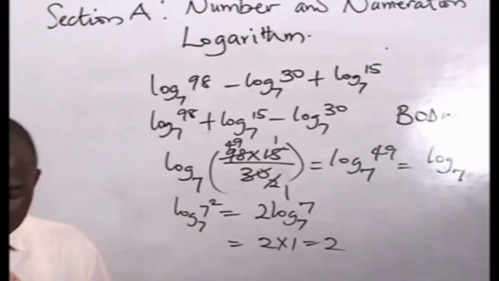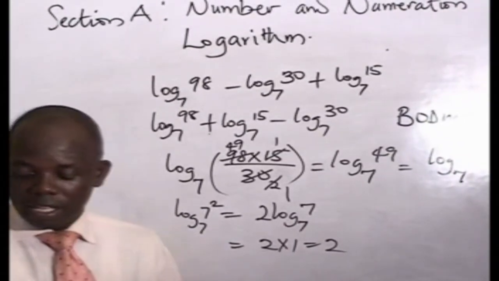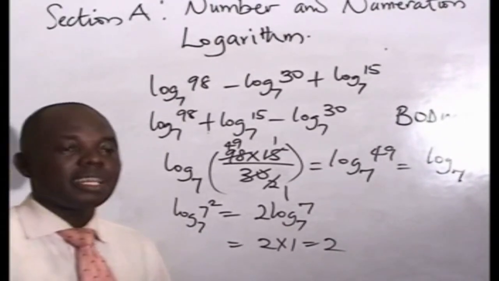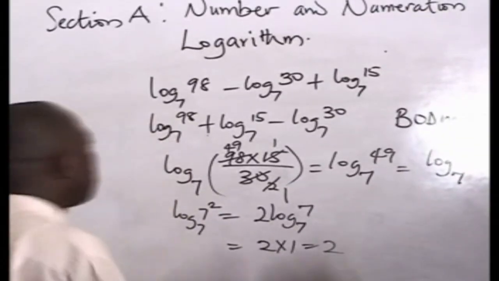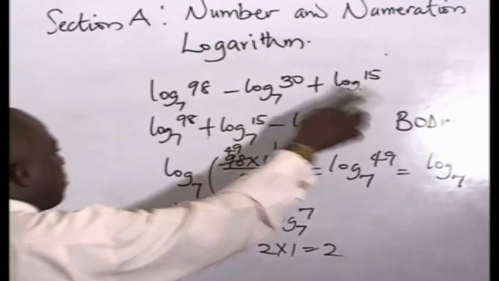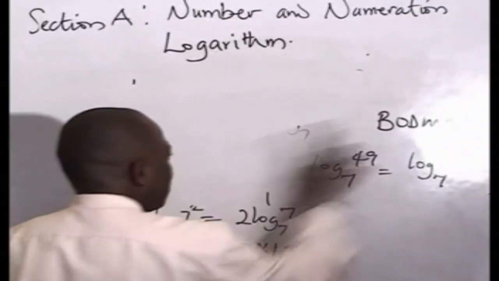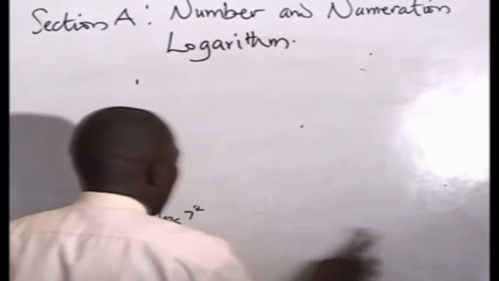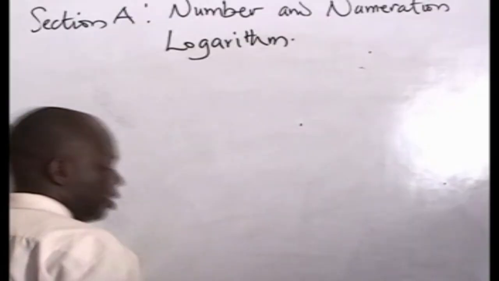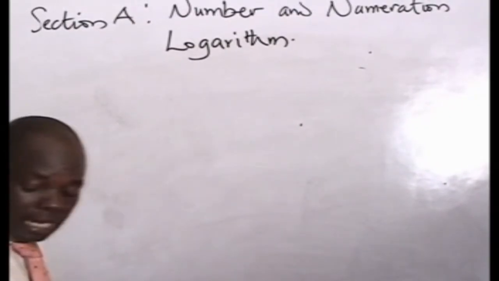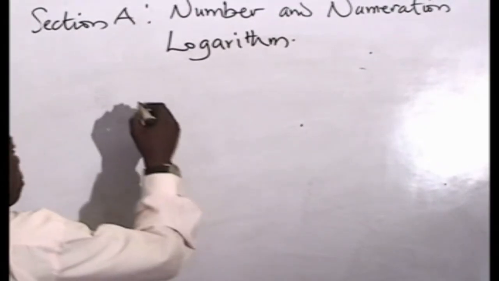Let's see a second one. This one is a fractional number, like we have here 98, 30, and 15. All of these are integers. But what if the question did not come in that format? What if you were given questions like the ones I'm about to put on the board?